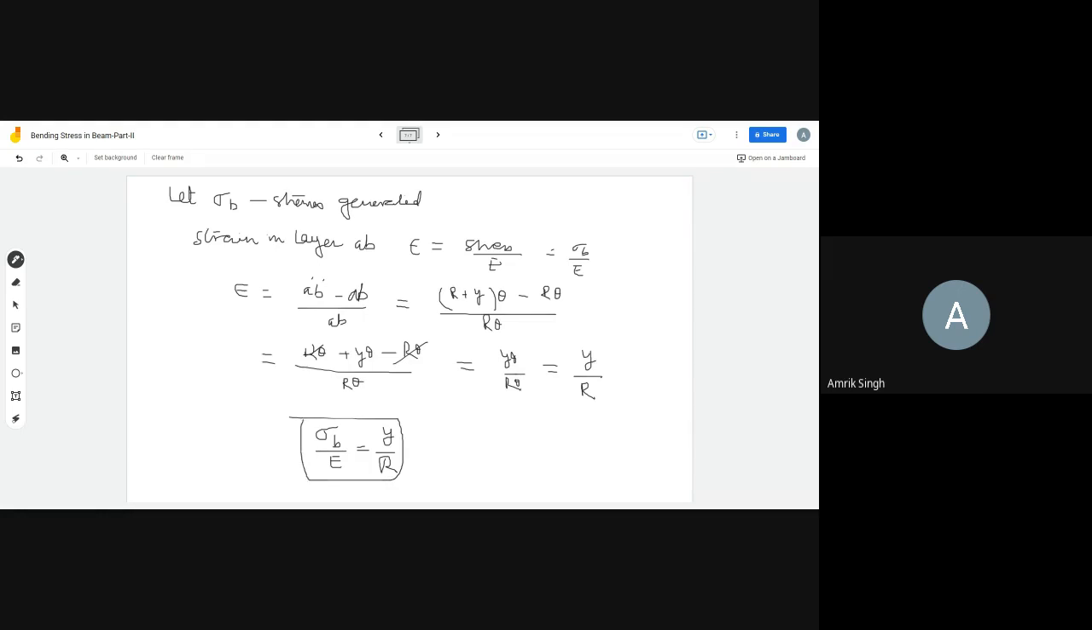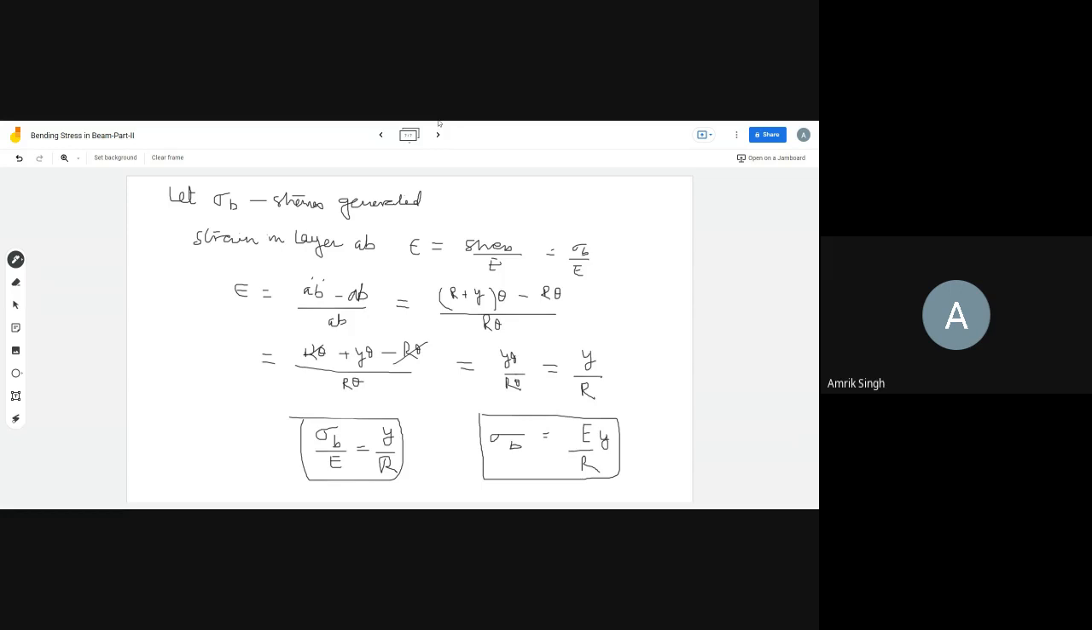Okay? So that means sigma B is equal to E into Y upon R. So that means the bending stress is directly proportional to Y. The farther we move from the neutral axis, the bending stress will go on increasing. Okay, so this is the first part.